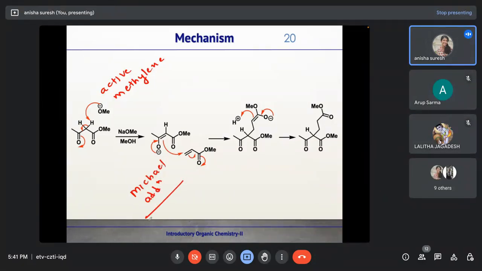1,4 addition reaction is also known as Michael addition. So it will go and attack at this 1,4 position. Then this will shift in this fashion and O minus will be formed and another enolate will be formed. And once this will be falling back, it will get protonated, giving rise to this product. So is the mechanism clear?